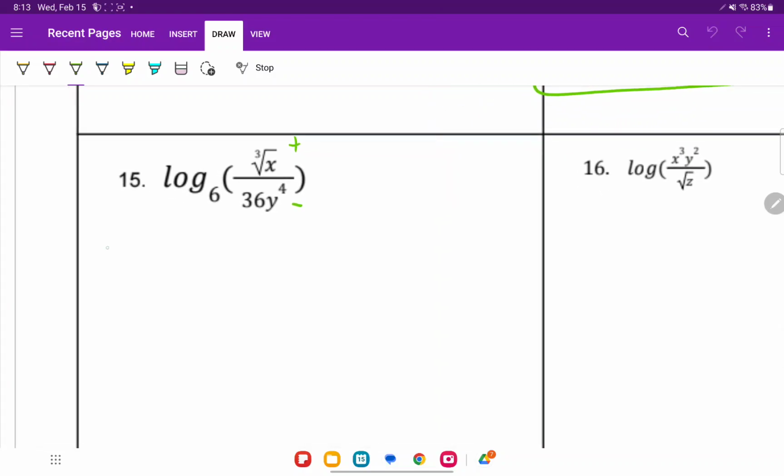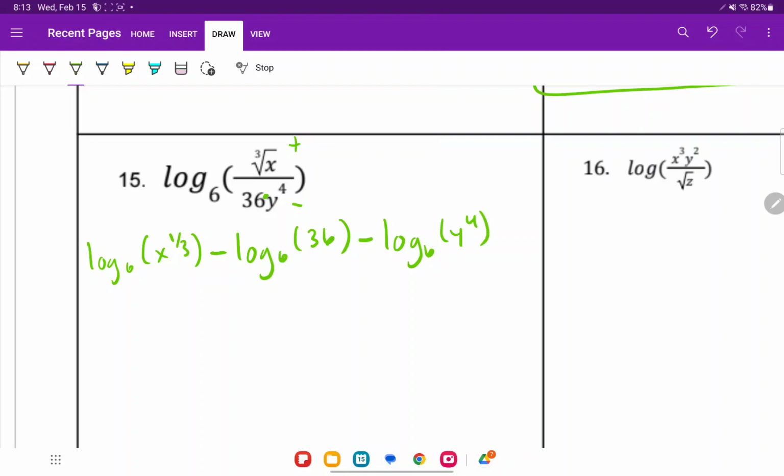So on the top, we have log base 6 of x to the, now cube root, if you recall, is the 1/3 power. So log base 6 of x to the 1/3 power. Now, we have two things on the bottom. They're being multiplied, but again, anything on the bottom, I'm going to subtract. So for my first one, I'm going to expand it while I separate them. So I have minus log base 6 of 36 minus log base 6 of y to the 4th.